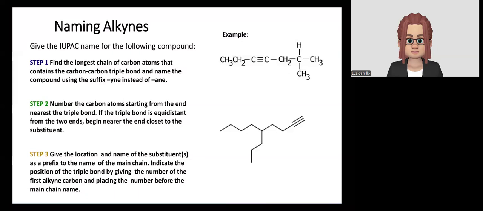Next, you are going to give the location and the name of the substituent as a prefix of the main chain. And you need to give the location of the first carbon in the carbon-carbon triple bond. Understand that the whole idea of cis and trans isomers does not exist in alkynes. It's only a feature of alkenes. Let's do the following examples that we have on the slides.